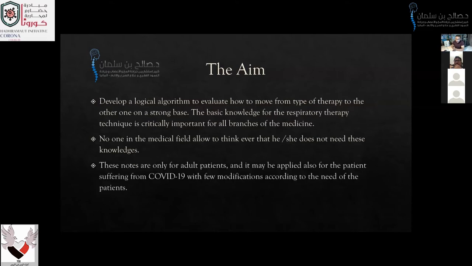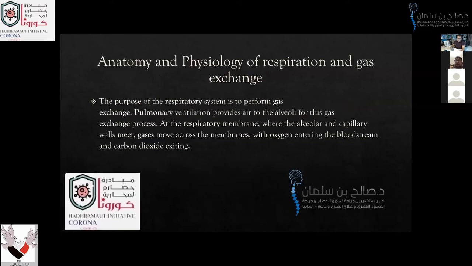These notes are only for adult patients, and may also be applied to the patient suffering from COVID-19 with a few modifications according to the need of the patient, as everyone knows that we are still learning from the COVID-19 patient. The COVID-19 patient is nothing other than the acute respiratory distress patient, which will be mentioned frequently in this lecture. To understand the pathology and how to deal with the mechanical ventilation system, we have to understand at the beginning the anatomy and physiology of respiration and gas exchange.